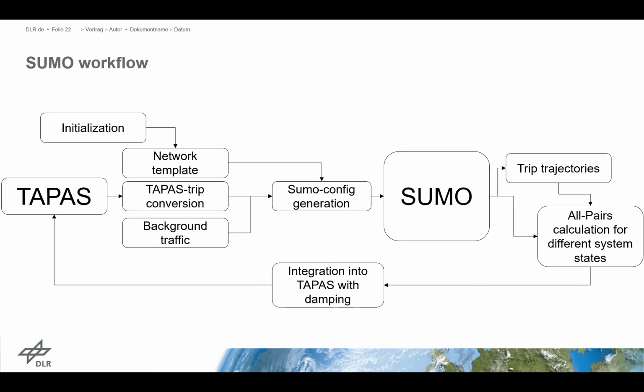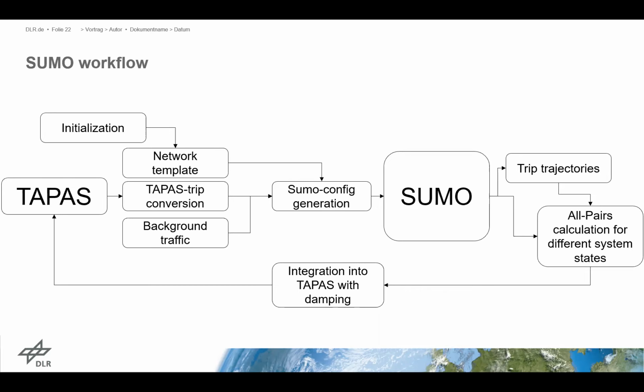And a second thing is, because I do not have trips from every travel assignment zone to every other travel assignment zone, I need to do an all pairs calculation for the whole system and different states. So I calculate what the state was at 12 o'clock, give me the travel time for 12 o'clock, give me travel times for 8 o'clock in the morning, for 6 o'clock in the afternoon, and so on. And then I have new travel times for different system states, and I integrate them back into TAPAS.